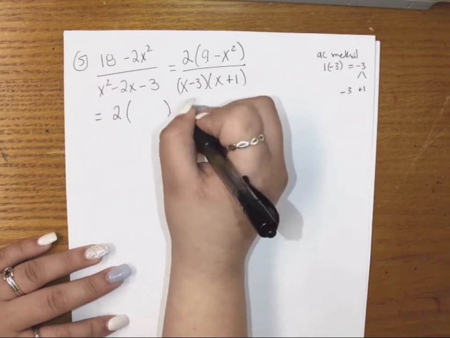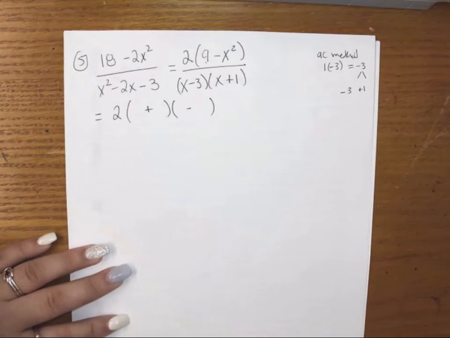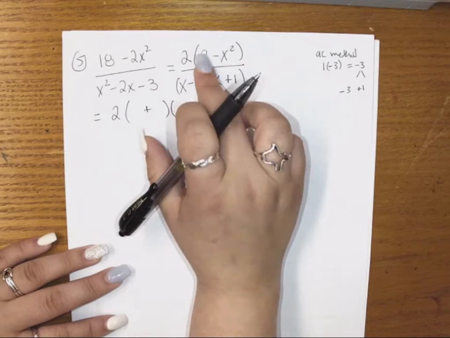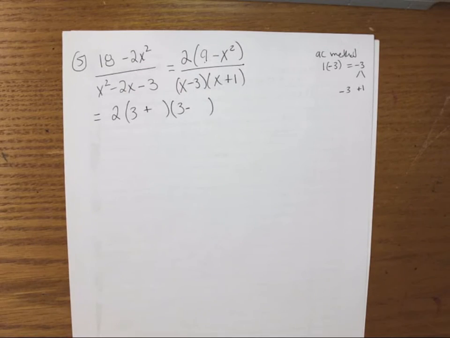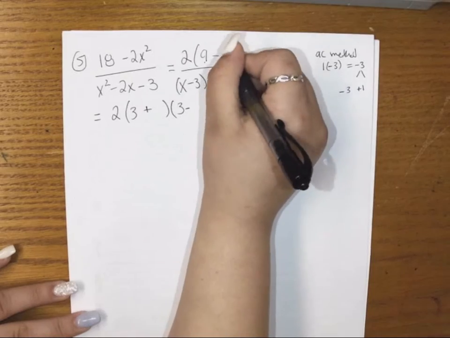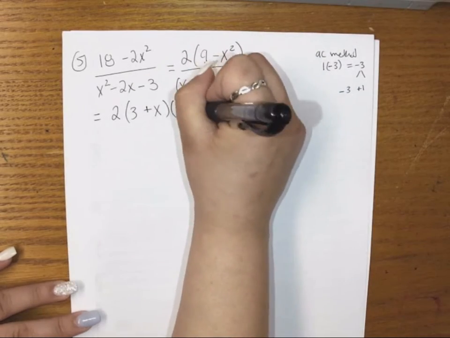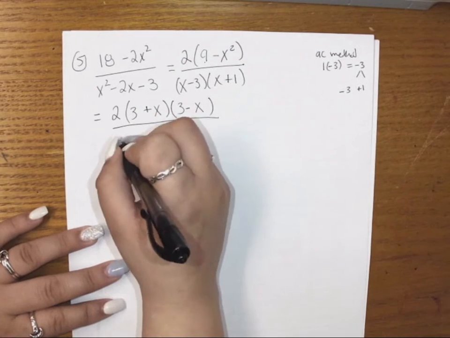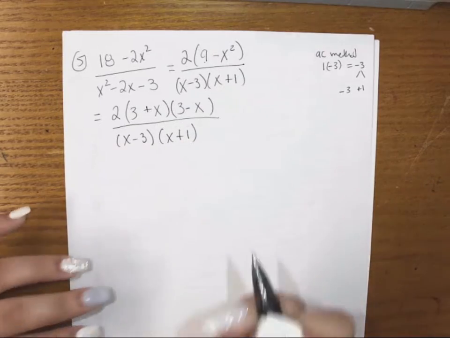Differences of squares factor into the same group. The only thing that changes is the sign. So here, the number that's being squared is 3, because 3 squared will give us 9. Here, what we're squaring is x, so it's going to factor into 3 plus x and 3 minus x. So now we put it over x minus 3 and x plus 1.